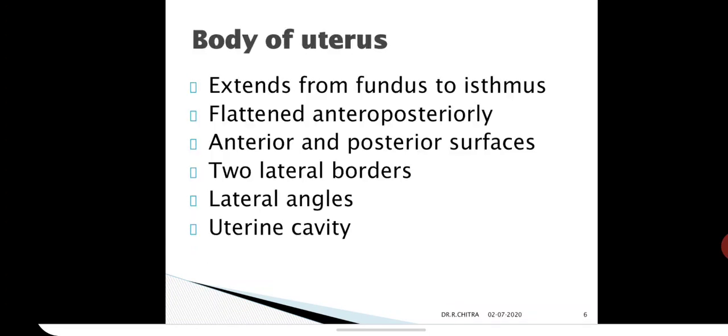Now we will see the body extends from the fundus to the isthmus. It is flattened anteroposteriorly. It has two surfaces, anterior or vesical surface, posterior or intestinal surface, two lateral borders, two lateral angles, and this body contains the uterine cavity.